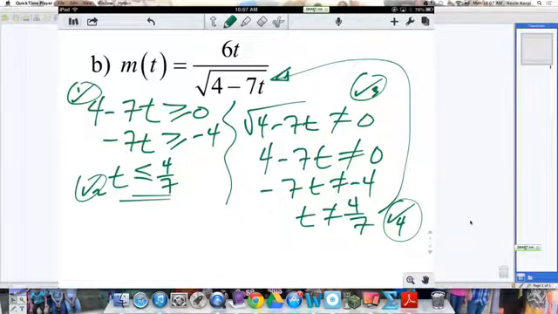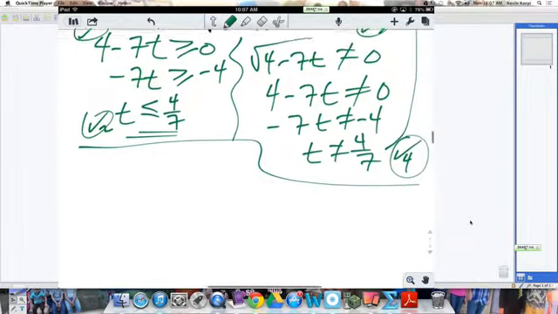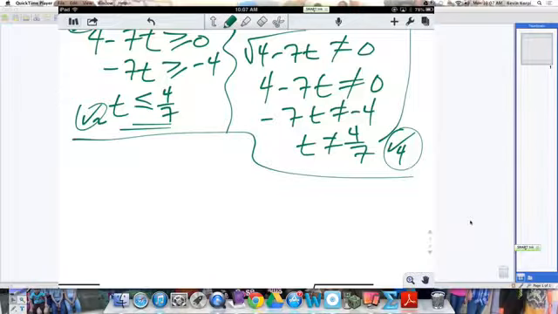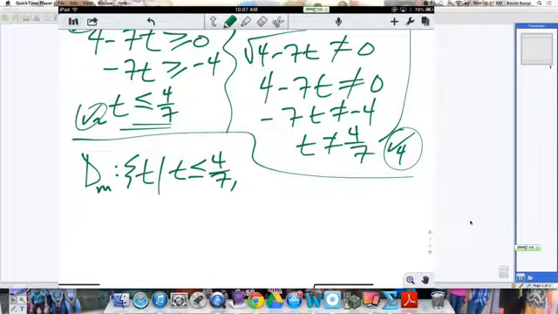So remember that the inefficient way to combine your results, the non-thinking way, would just be to say the domain of function m would be the set of all t such that t is less than or equal to 4/7, comma, oh yeah, and by the way, don't use 4/7. Right? Kind of silly. I love peas and carrots, but I hate carrots. But you just said that you love peas and carrots. Yes.